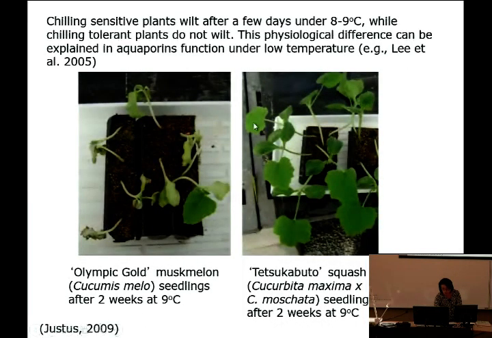So this is low temperature versus more mild temperature, and a different species response under the same temperature. This is a musk melon, which is very sensitive to low temperature, and this is a squash, which is very resistant to low temperature. The first symptom you see in sensitive and non-sensitive plants under low temperature is wilting. You don't see necrosis or dead tissue, but you see wilting as the first symptom. Why? Because water uptake from the roots is not working in the same way as under warm temperature.